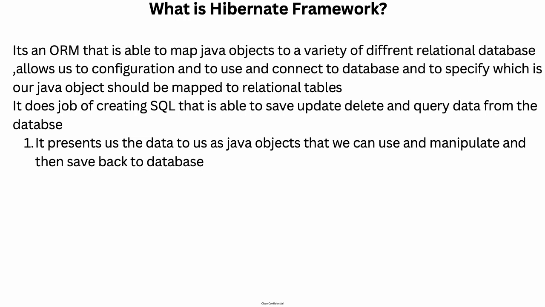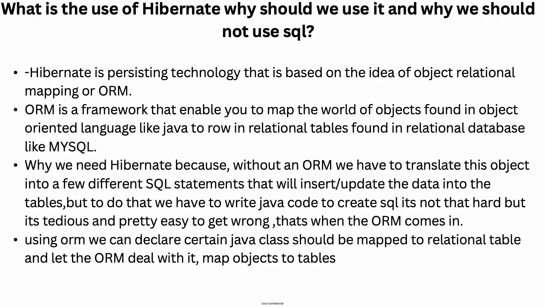It presents the data to us as an object that we can use and manipulate and then save back to the database. What is the use of Hibernate? Why should we use it, and why should we not use SQL? Hibernate is a persistence technology based on the idea of object relational mapping, or ORM. And ORM is a framework that enables you to map the world of objects found in an object-oriented language like Java to rows in a relational database like MySQL.